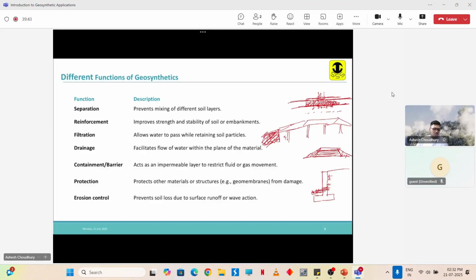So we want the water to drain out, and for that we place a layer of filter material and a drainage material here. Filtration and drainage go hand in hand. So what will this filter material do? We place the filter material between the soil and the wall. The filter material will allow the water to pass, but it will prevent the soil particles from passing. And then we put a drainage layer here. Drainage is mostly done with the geonets that I showed before.